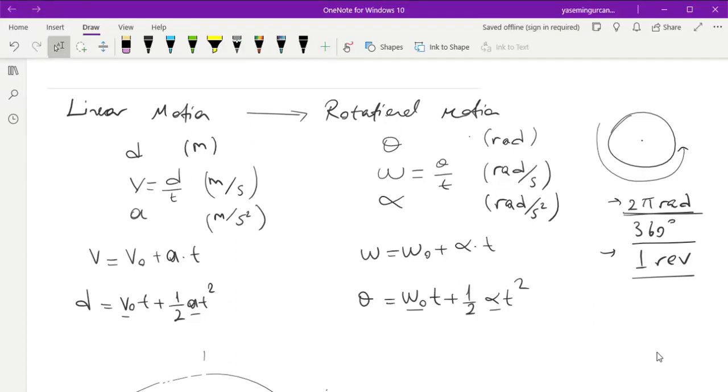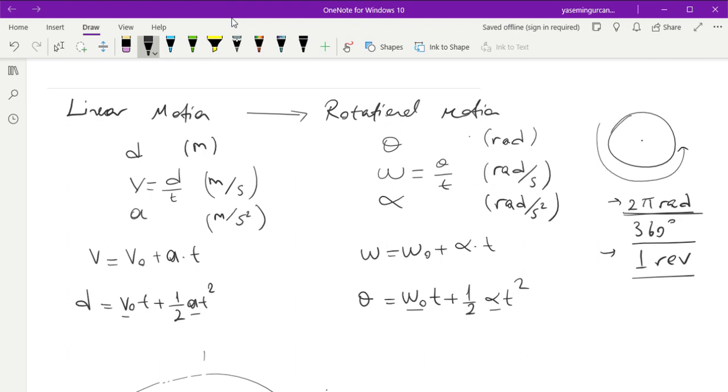Hi everyone. Let's talk about rotational motion. So we had seen in linear motion these parameters, we are familiar with them. We measure distance, and then from the distance covered within a given amount of time, we can calculate velocity and acceleration, which is the change of velocity in time.